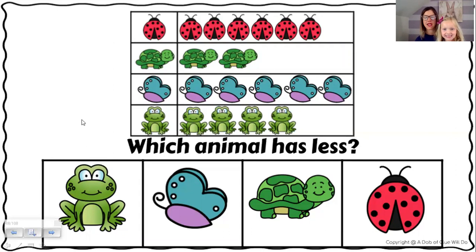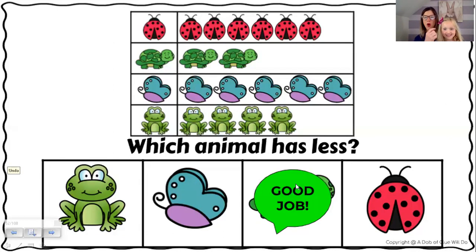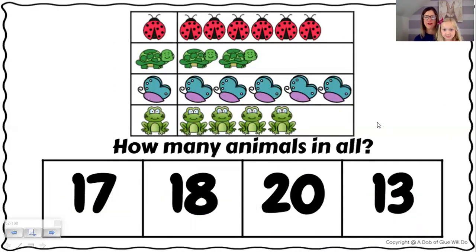Okay, now, Taylor, think really hard on this one. The question says, which animal has less? Okay, so less means least. Which animal is showing the smallest amount on our picture graph? Which one has the least amount? Is it the ladybugs, the turtles, the butterflies, or the frogs? The turtles. Yeah, that has the smallest amount on the picture graph. Very good. Now we're going to count how many in all.